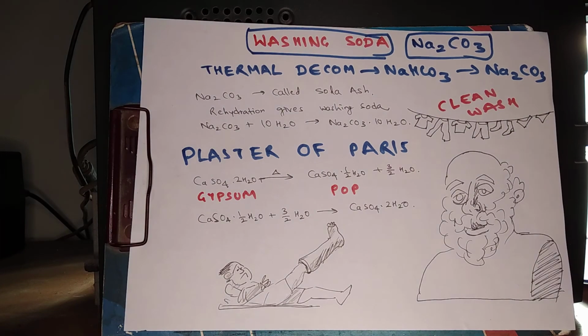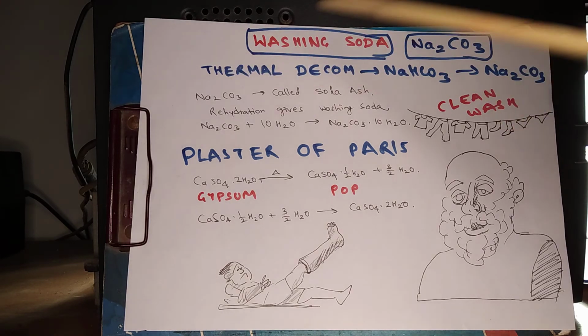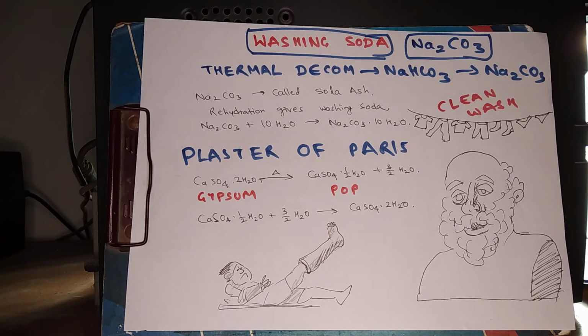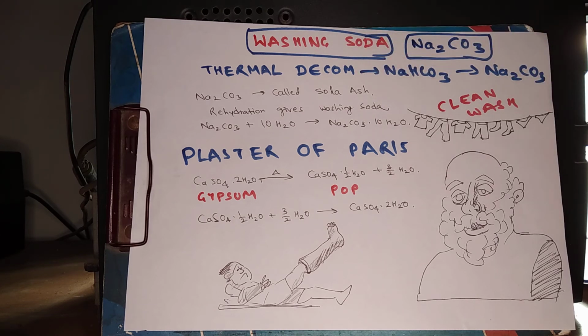Now let us move to washing soda, that is sodium carbonate. So production is simple through thermal decomposition of sodium bicarbonate. In previous sections you have studied that thermal decomposition of sodium bicarbonate gives sodium carbonate. Sodium carbonate thus achieved is dry, so it is called soda ash. It cannot be used as such. So we need to do rehydration of sodium carbonate.